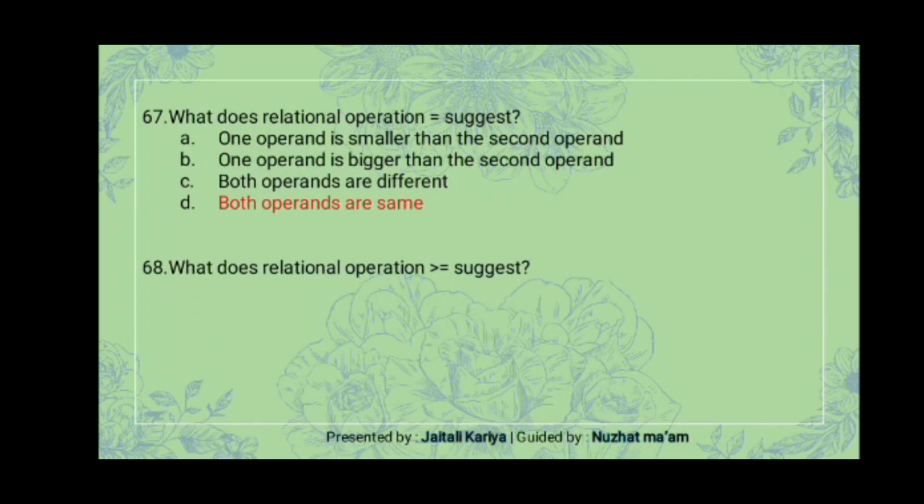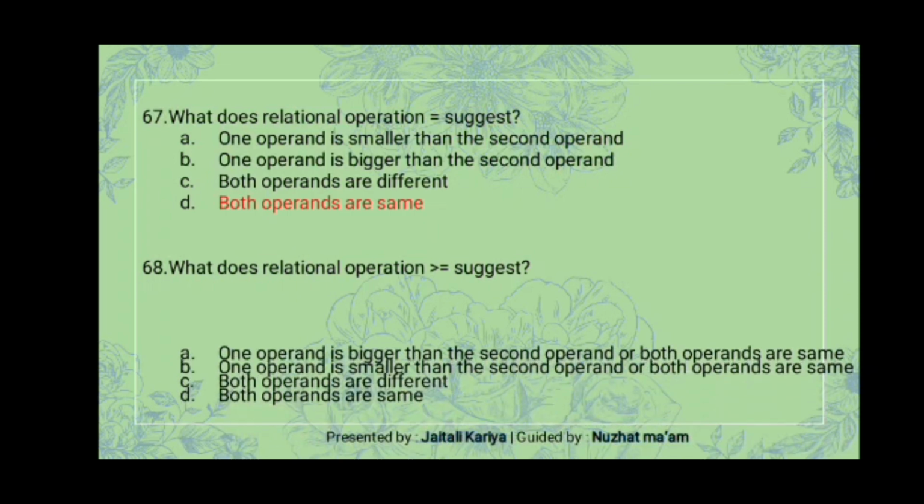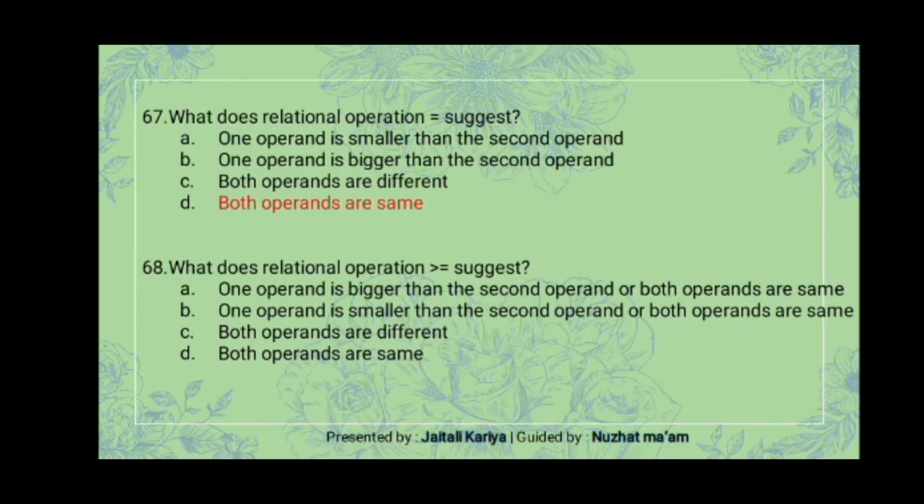68. What does relational operation greater than or equal to suggest? A, one operand is bigger than the second operand or both operands are same. B, one operand is smaller than the second operand or both operands are same. C, both operands are different. And D, both operands are same. And the correct answer is A, that is one operand is bigger than the second operand or both operands are same.